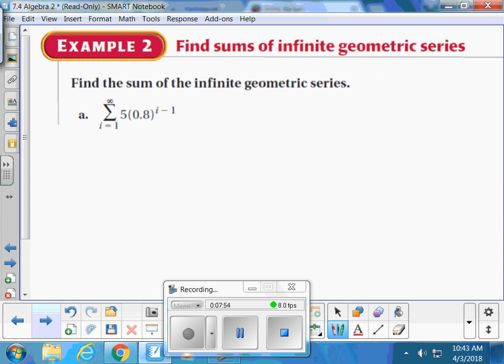Let's try this one. So it's clearly infinite. You see the little infinity sign on the top. It's got a first term of 5. It's got a common ratio of 0.8. Is 0.8 an appropriate size R value? Yes, it's less than 1. The absolute value would be less than 1. So we can go ahead and use our new formula we just learned.